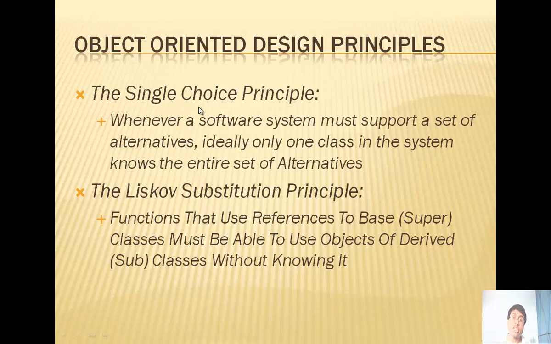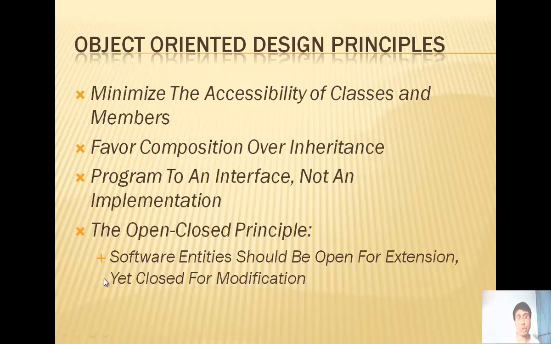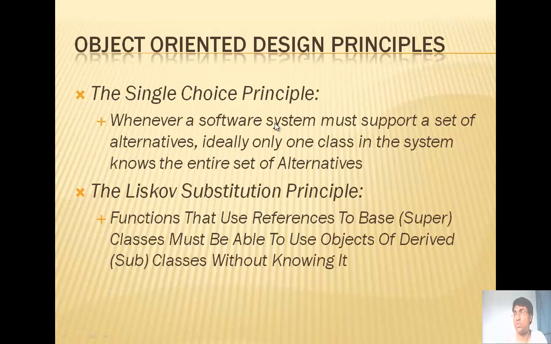Okay, the single choice principle, SCP. It is an extension or corollary to this open closed principle. What it is telling is that when you have to support a set of alternatives, this set of alternatives should go to another class that will contain all the alternatives. Let's see, if in some classes or in some software system you need to calculate the prices, you can keep the price method here and there related to the classes or whatever.